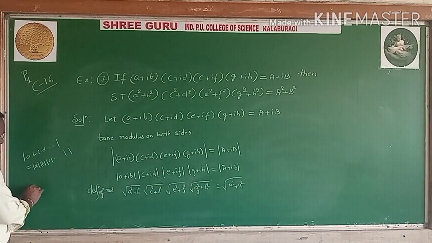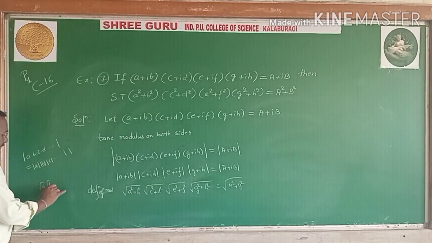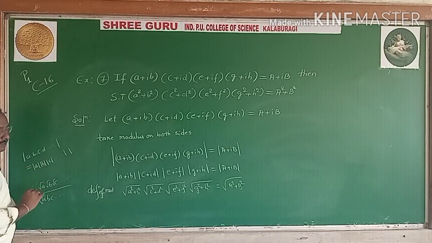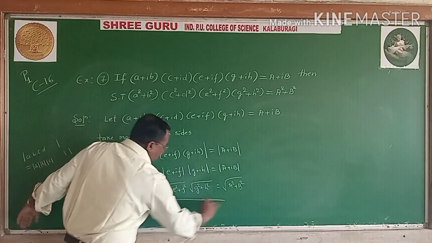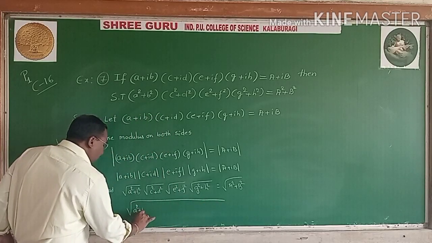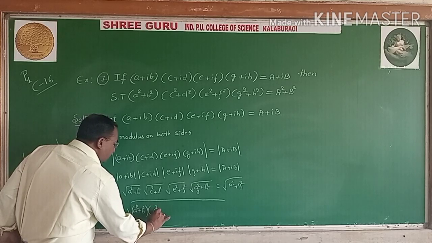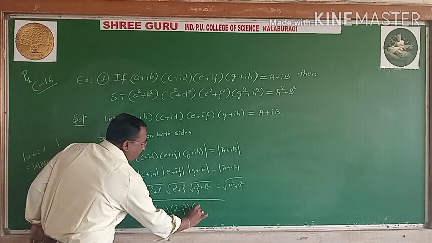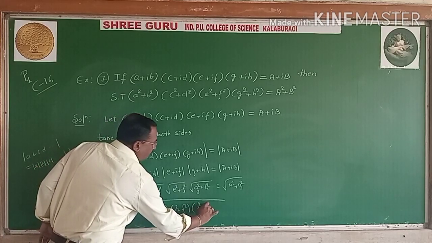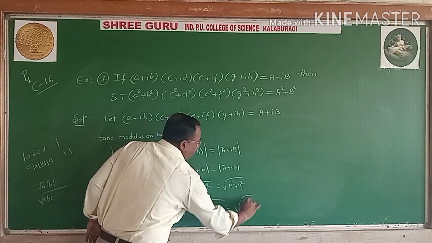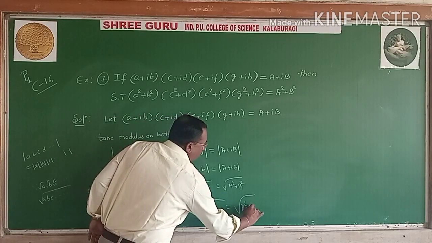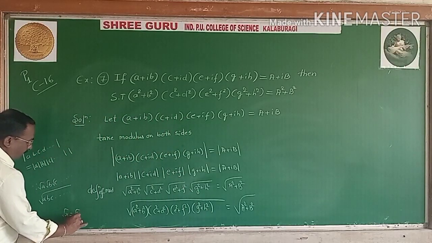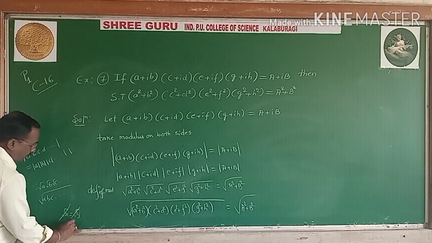Because root a, root b, root c, root d and so on, at a time we take root of a, b, c and so on. That is the formula. So here, root of (a square plus b square)(c square plus d square)(e square plus f square)(g square plus h square) is equal to square root of a square plus b square. Here root x is equal to root y, root gets cancelled, so x is equal to y.